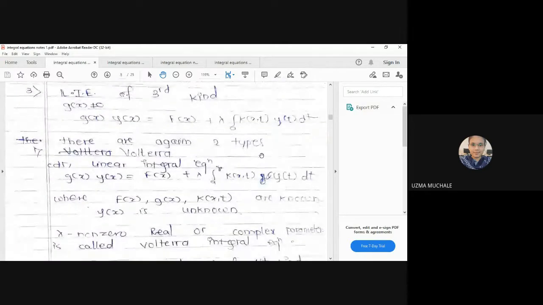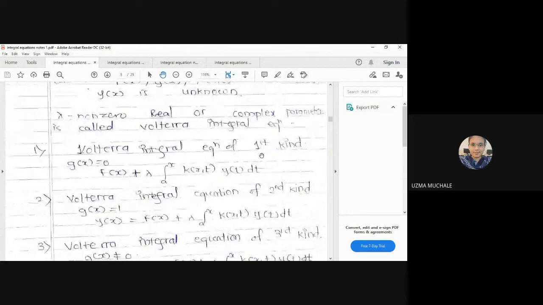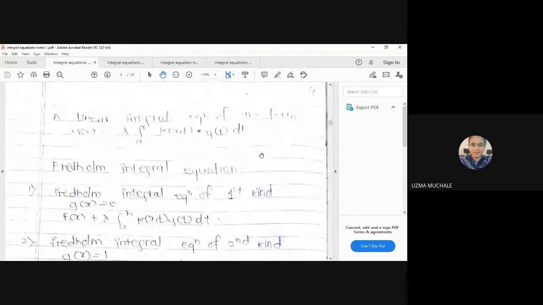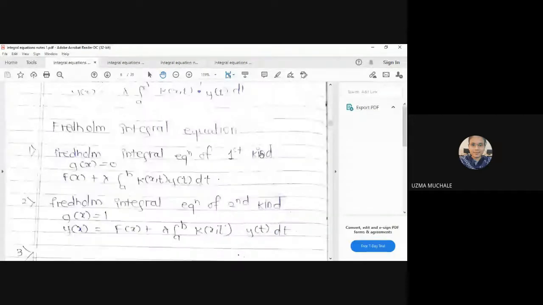And then we have gone for the Volterra. The types are the same, only the change is that the upper limit is now variable. Okay, so g of x is 0, g of x is 1, g of x is not 0. Next, we have gone for Fredholm, in which the upper limit is given to us as some constant number.